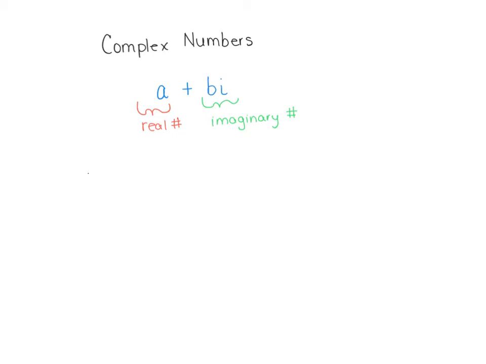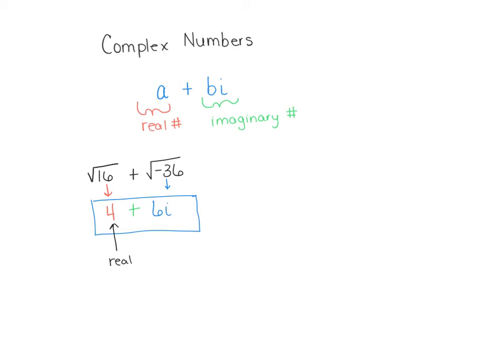So for example, if we had the square root of 16 plus the square root of -36 and we wanted to simplify this, the square root of 16 is 4. And then we have plus, and then the square root of -36 would be 6i. So this is how we would write this number. We cannot combine those two. This is the real number part, the 4, and the 6i is the imaginary number part, and it always has to go second.